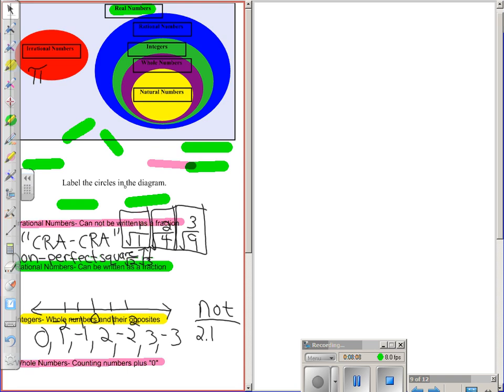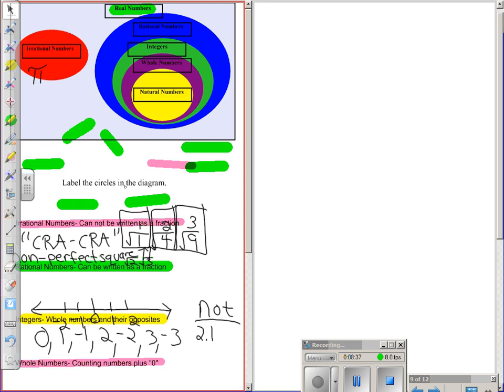Rational numbers, then, the categories break down. Rational numbers can be written as a fraction. That's the big piece of the puzzle, the big thing to remember, the big umbrella. And then integers, obviously integers are going to be a bigger category of numbers because it's going to be the whole numbers and their opposites. So we're talking about positive numbers and negative numbers. Whole numbers are 0 and all the positive counting numbers. And then natural numbers are just the counting numbers, not including 0.